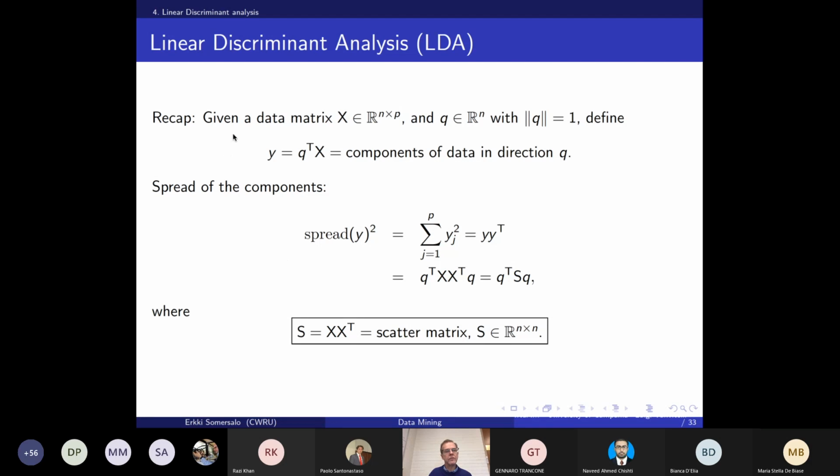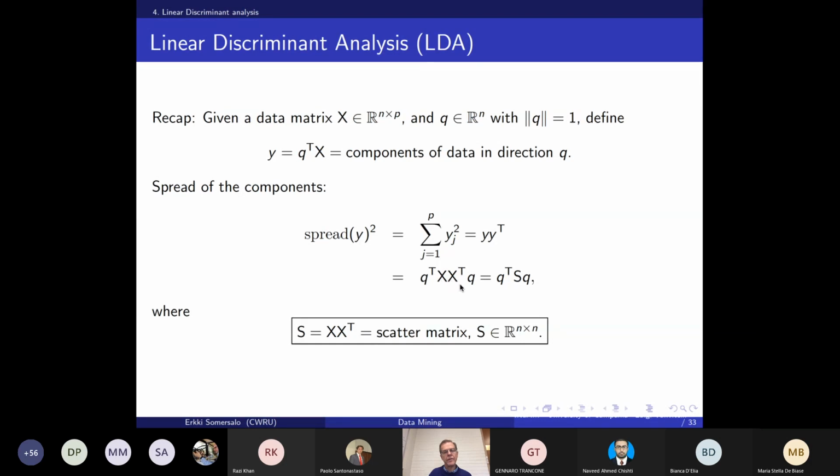So first of all, remember that we defined the spread. So if you have a data matrix X and you take the component in the direction Q, you get this row vector Y, which is Q transpose X. So this is a row vector consisting of components of the data in the direction Q. And so then we define the spread of Y to be the square sum of the components of Y, which is Y transpose Y in this case. And so then I'm plugging in my Y here, so it is Q transpose X X transpose Q.